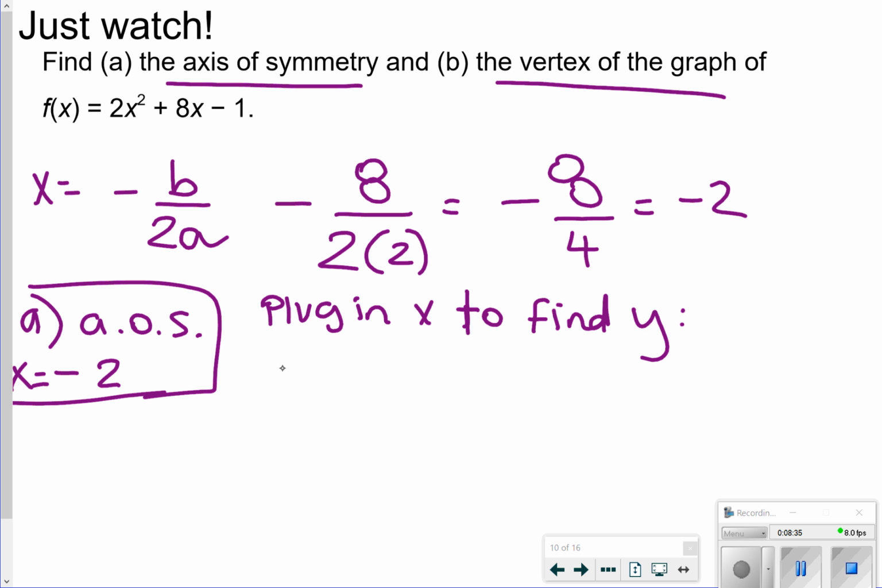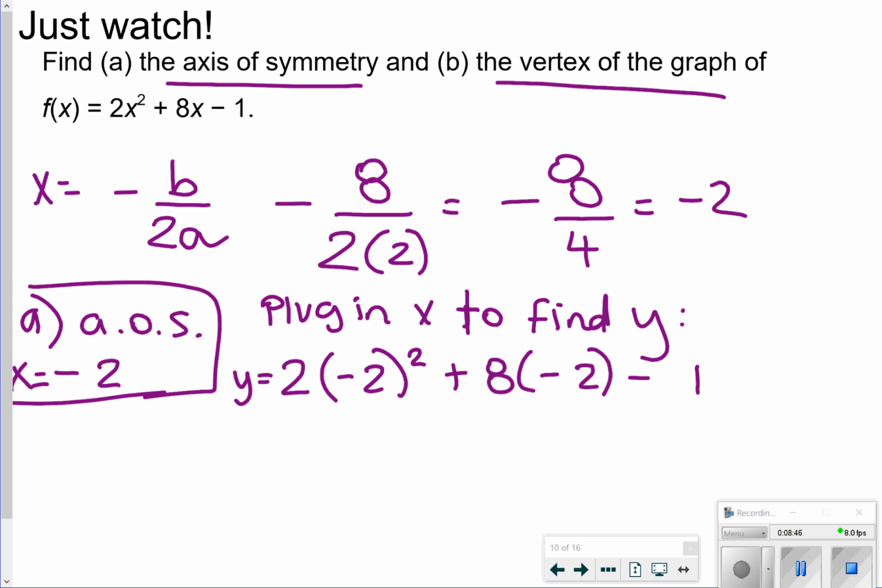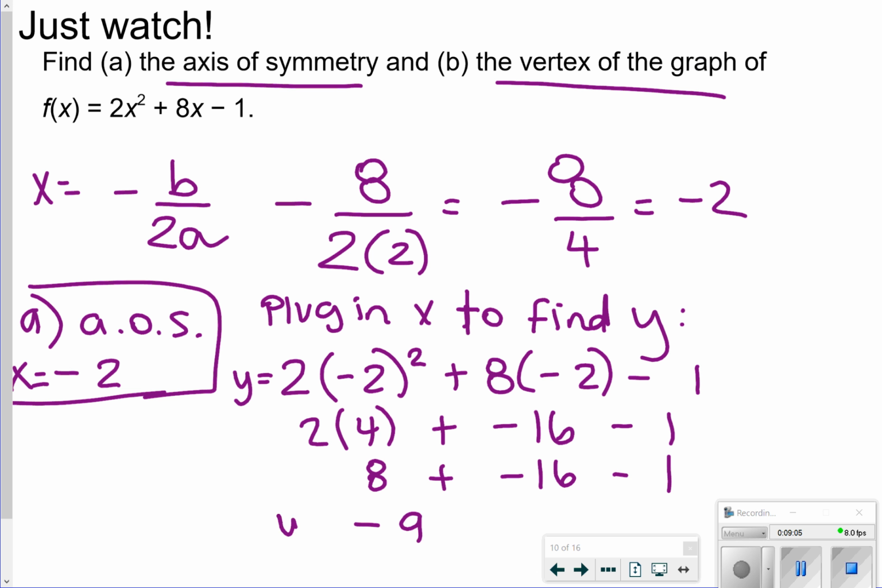So, going back to my original problem, I have 2 times negative 2 squared plus 8 times negative 2 minus 1, and that's going to give me my y value, and then I'll be able to tell what the vertex is. Negative 2 squared is 4, and 8 times negative 2 is negative 16. 2 times 4 is 8, so 8 plus negative 16, and then minus 1 or plus negative 1 is going to give me negative 9. So since y is equal to negative 9, my part B for the vertex would be negative 2 comma negative 9.